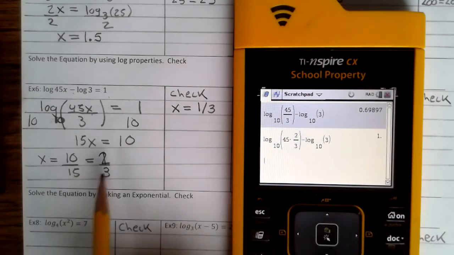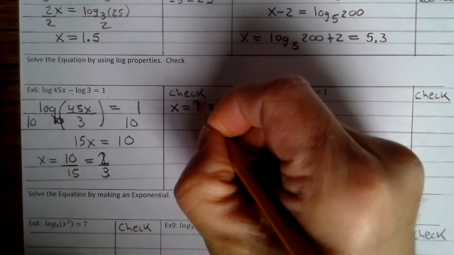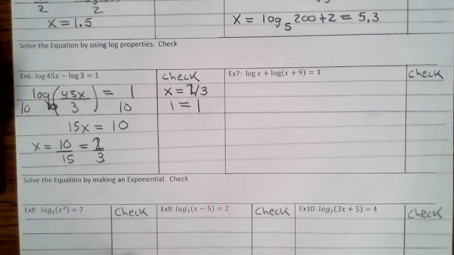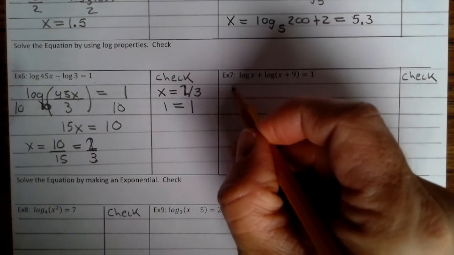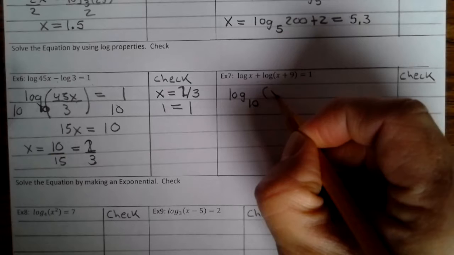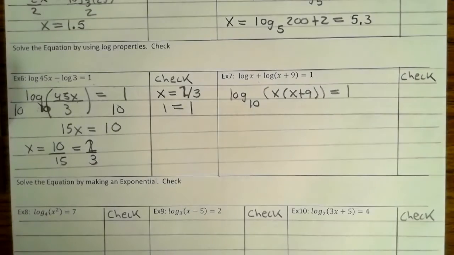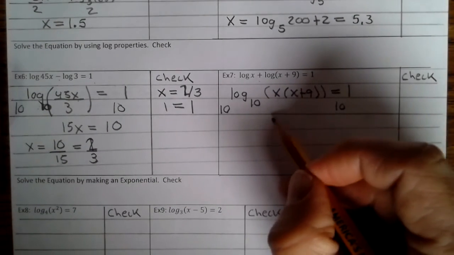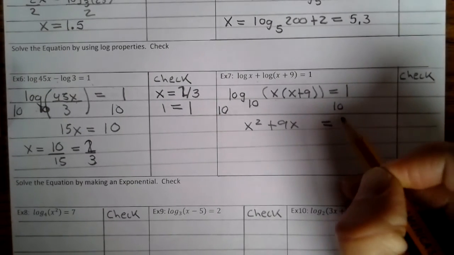All right, example 7. Now we know when we add, we multiply. So this becomes log base 10 of x times x plus 9 equals 1. Now remember, we're going to raise both sides by 10. So that leaves x times x is x squared plus 9x equals 10 to the 1 power is 10. Now we're going to subtract 10 from both sides to get x squared plus 9x minus 10 equals 0. Okay? And let's see if this is factorable.